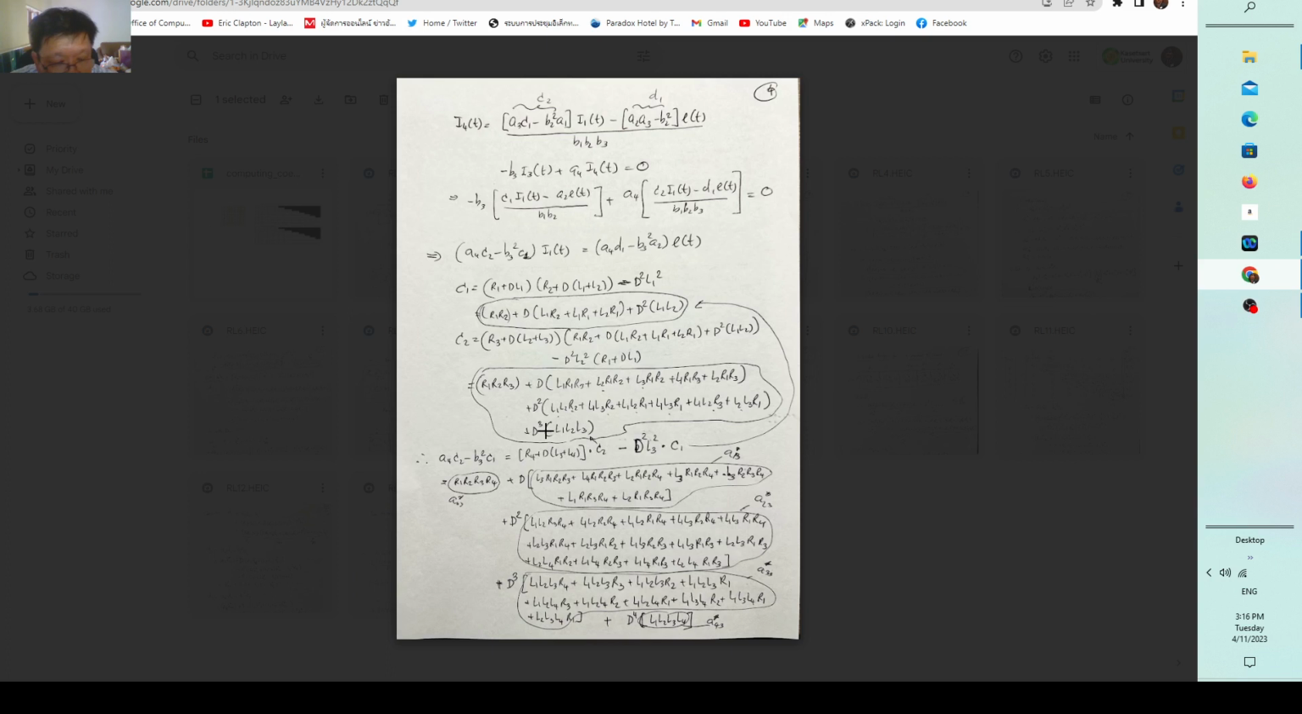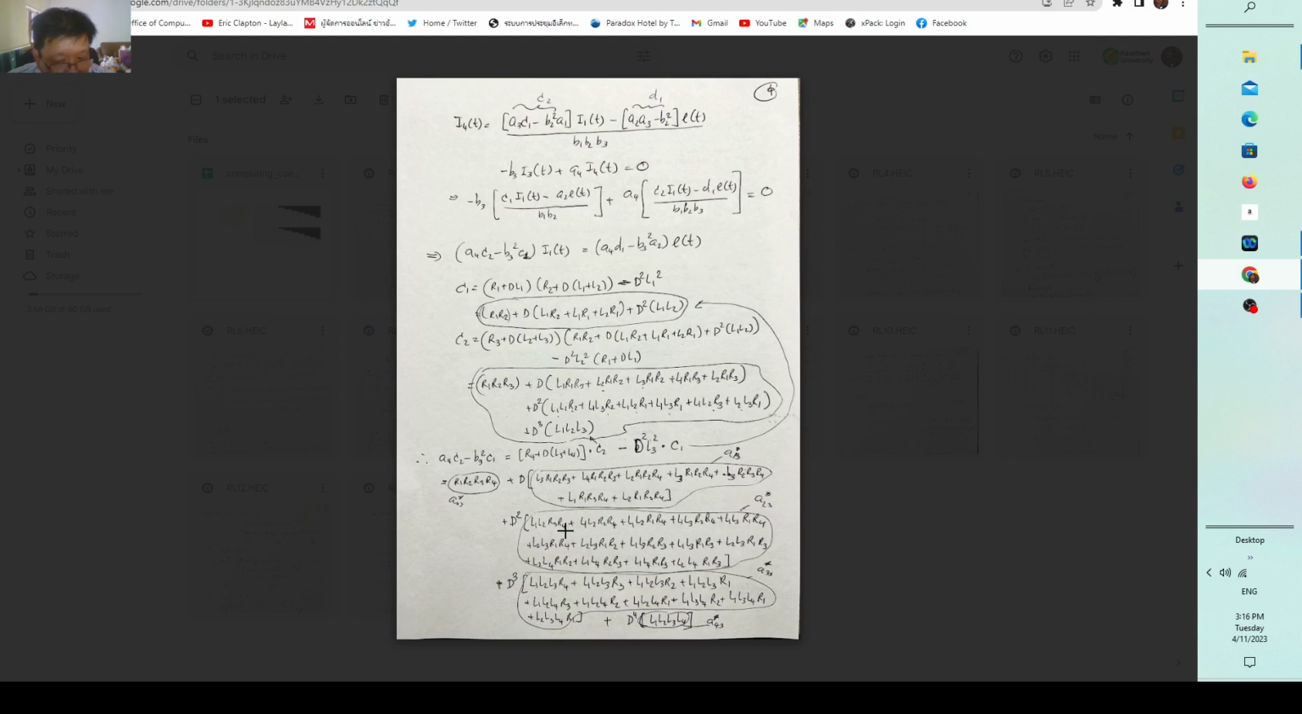For d to the third, you have this term multiplied by this one, d multiplied by r4, and then the second one you have d square here multiplied by d L3 by L4.